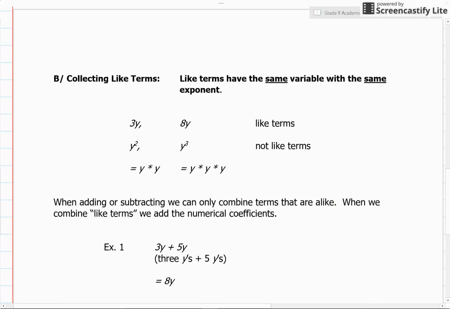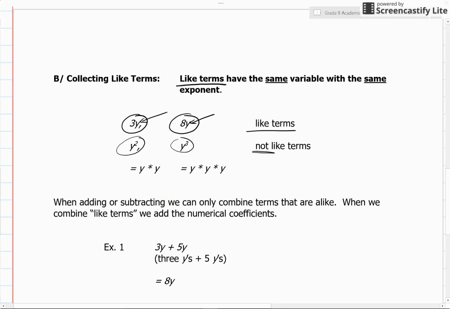Collecting like terms. So what are like terms? Like terms are very, very important to understand. Like terms have to have the same variable, and they have to have the same exponent. So when I look at 3y and 8y, I'm looking at two terms, and these are like terms. Why? Because they have the same variable, and there's only one exponent to this variable, 1. So 1y here, 1y here. What about this one? Y squared and y cubed. Well, these are not like terms. The reason is that y squared is y times y, and y cubed is y times y times y. I can't combine these in any meaningful way.